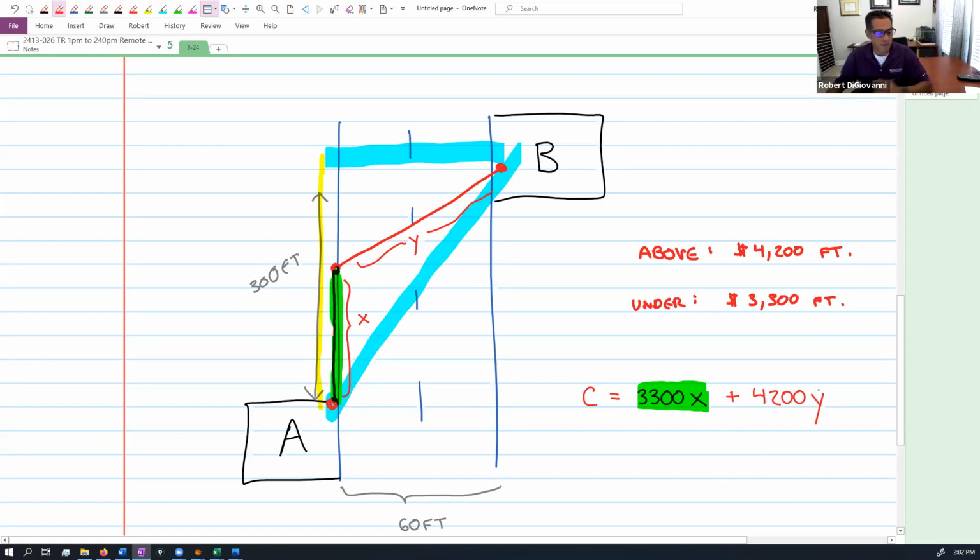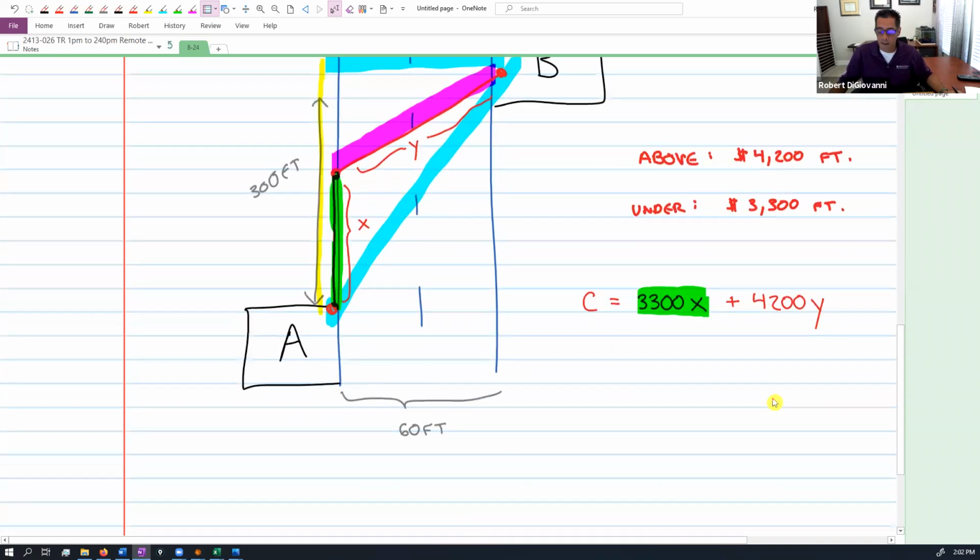Do y'all agree with that? Because this is, let me get a different color here. I'm out of colors. Let's do that. That right there, that's the Y part. And that's above ground. And so I've got to pay $4,200 for every foot. Good. Does everyone agree with that? Anyone have a question on that? The cost should be 3,300X plus 4,200Y. Sounds right to me.